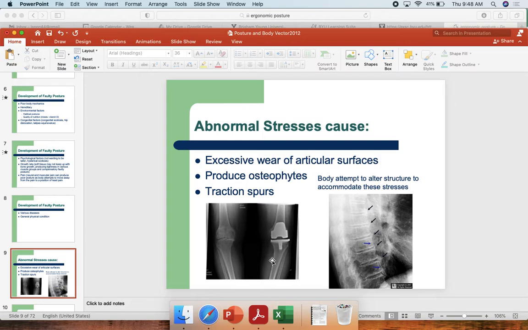You can see here, this is a total knee replacement. This knee has not been done yet, but you can see that this knee is probably a candidate for total knee replacement, likely as a result of a genu varum, right? Osteophytes can be secondary to these stresses, right? Those bone spurs, these traction spurs. You can see those there.